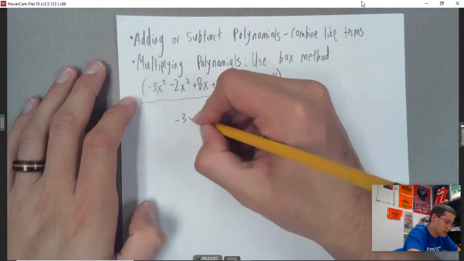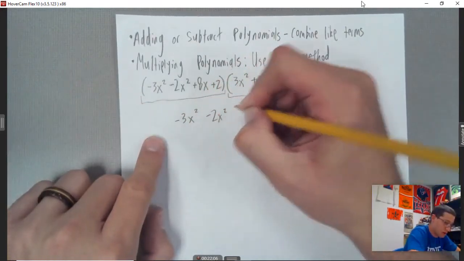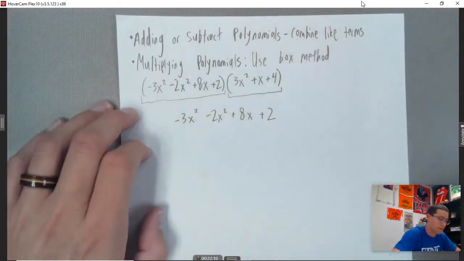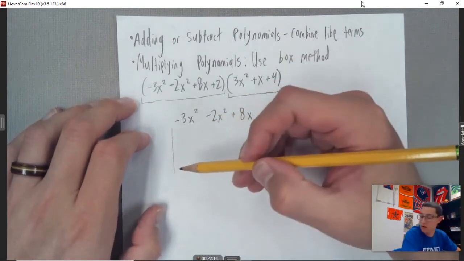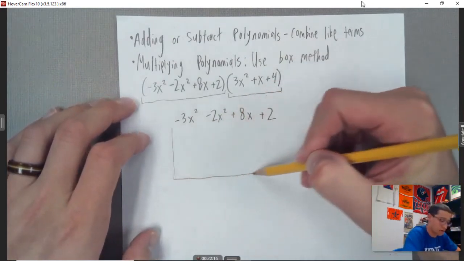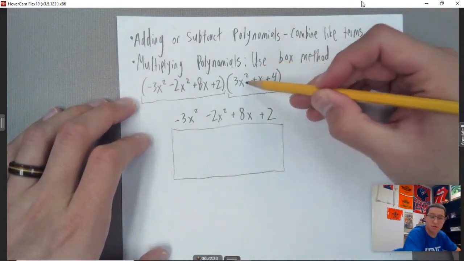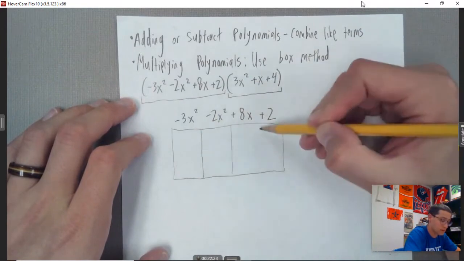In order to multiply it out, I'm going to make my box. I'm going to write this out. I'm going to do negative 3x squared, then minus 2x squared plus 8x, and then plus 2. So I'm going to make my box and save room for about 3 because we have 3 different terms here, right? 3x squared, x, and then 4. So here it is.